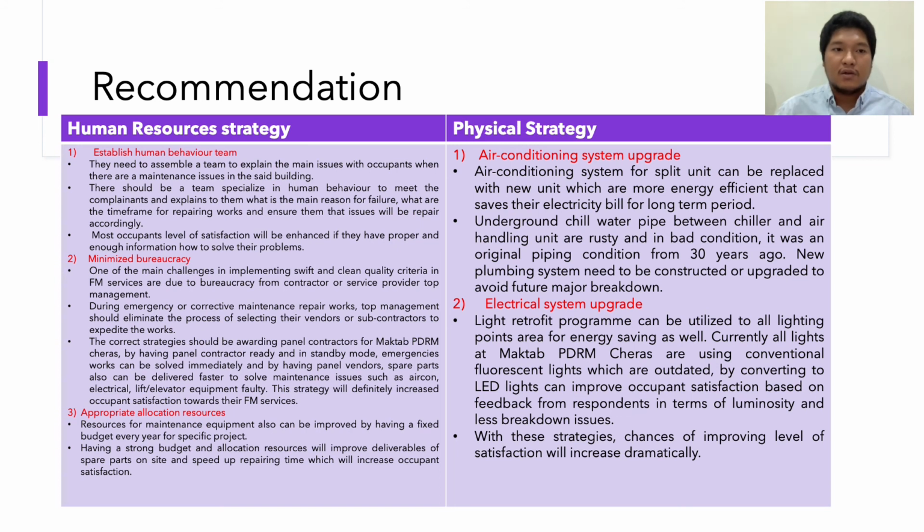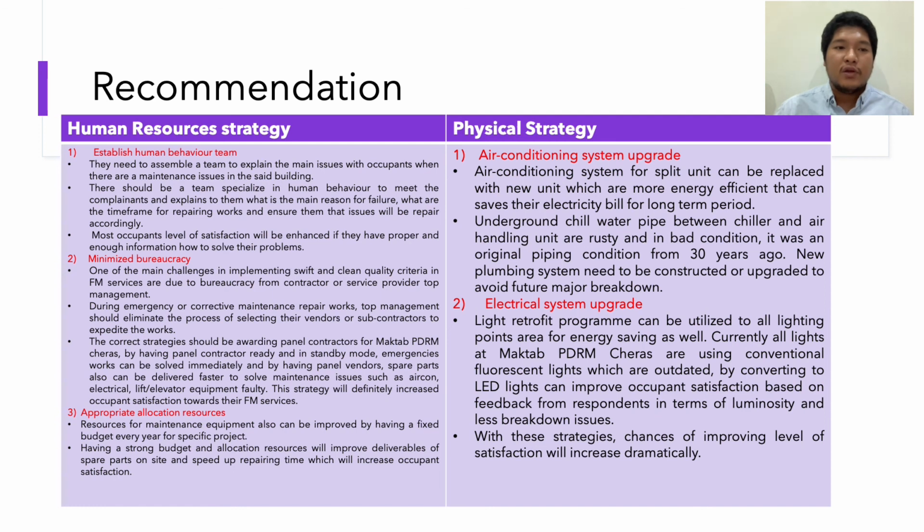The second recommendation is to minimize bureaucracy. Bureaucracy is a cancer in an organization. One of the main challenges in implementing swift and clean quality criteria in FM services is bureaucracy from the contractor or service provider top management. During emergency or corrective maintenance repair work, top management should eliminate the process of selecting vendors or subcontractors to expedite the works. The correct strategy should be awarding a panel contractor for Maktab PDRM Cheras. By having a panel contractor ready and on standby, emergency work can be solved immediately, and by having panel vendors, spare parts can also be delivered faster to solve maintenance issues such as aircon, electrical, lift, elevator, equipment faults. So this strategy will definitely increase occupant satisfaction towards FM services. So we need to minimize bureaucracy and who knows, maybe eliminate bureaucracy altogether in future.